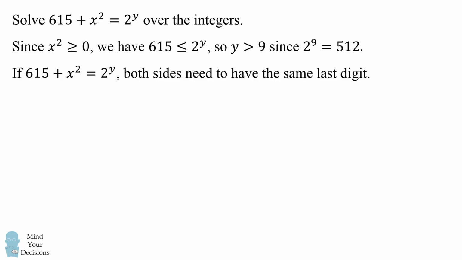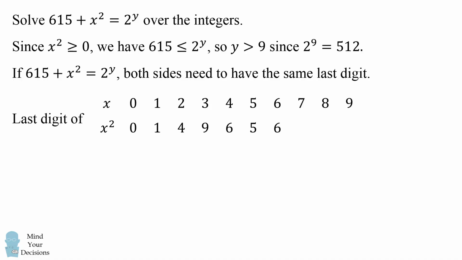We then proceed by considering that if this equation has a solution, both sides need to have the same last digit. So we'll analyze the very last digit of 615 plus x squared. We'll start out by considering x, the very last digit it could have is from 0 to 9. So then we consider the last digit of x squared. We take the square of each of these digits and consider only the last digit. To get the last digit of 615 plus x squared, we add 5 to each of the last digits of x squared. We now consider the very last digit of 2 to the power of y.